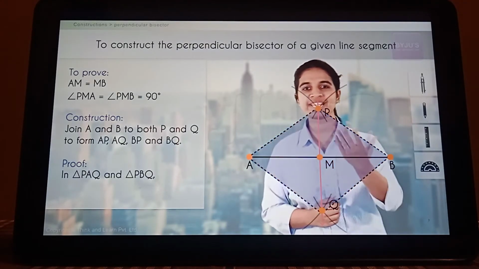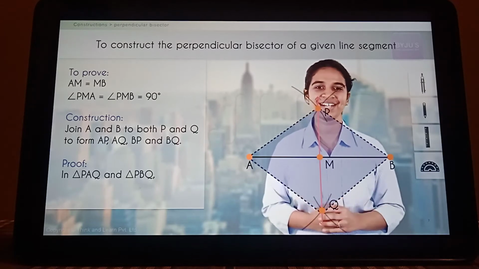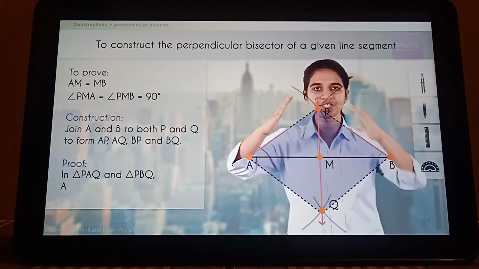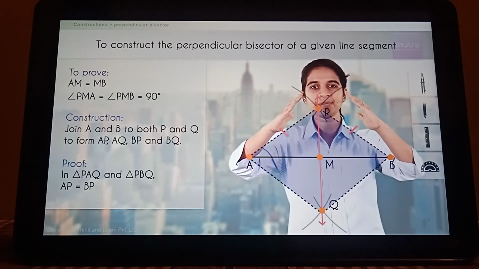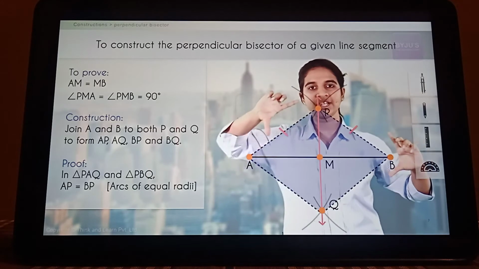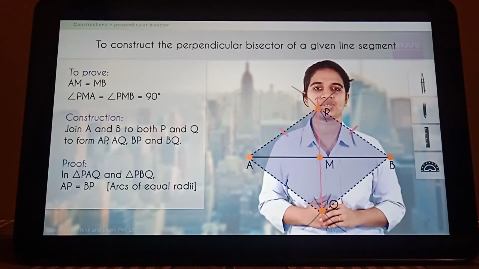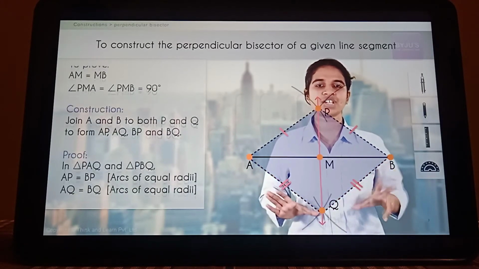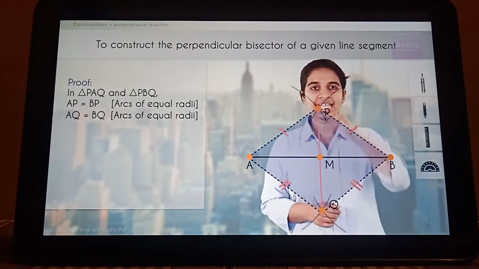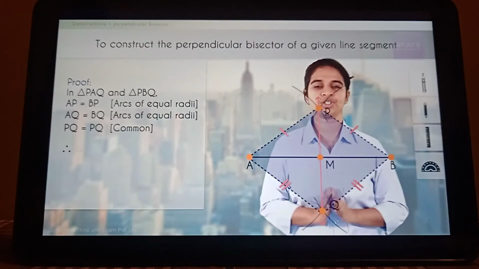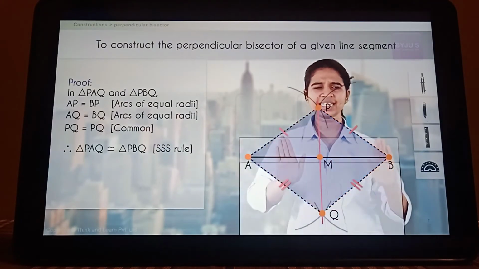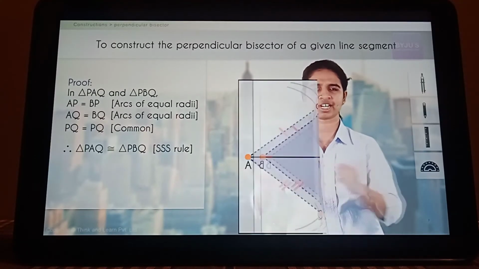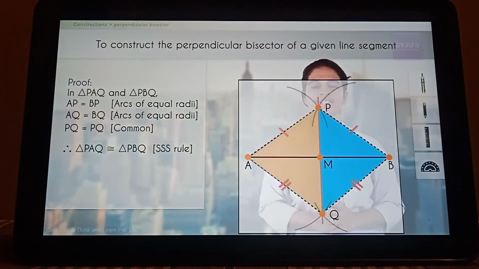SSS test. Always start with the SSS test, right? I didn't lie to you. What I promised, you will see in every step. So why SSS test? PA and PB are equal. The reason is we kept the compass here, took the same length and drew the arcs, correct? Similarly, QA and QB are equal. Again, same reason. The arcs drawn from both sides had the same length. This side PQ is anyway common to the two. That's why these two triangles are congruent. You'll see always while folding, they'll perfectly overlap with each other, right?